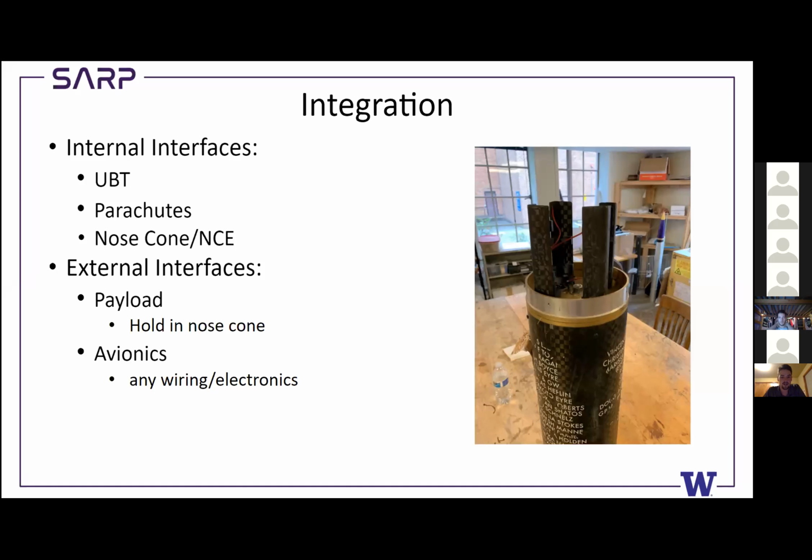So here's our integration of the payload coupler. Obviously, there are internal interfaces of the upper body tube and the nose cone. And then we also have the ejection systems, including the parachutes and the new nose cone ejection. External interfaces include the payload that we'd like to hold in place in the nose cone. And then we work with avionics a lot, as they have many wires and electronics that they need to put through our part. And that also changes our whole pattern.